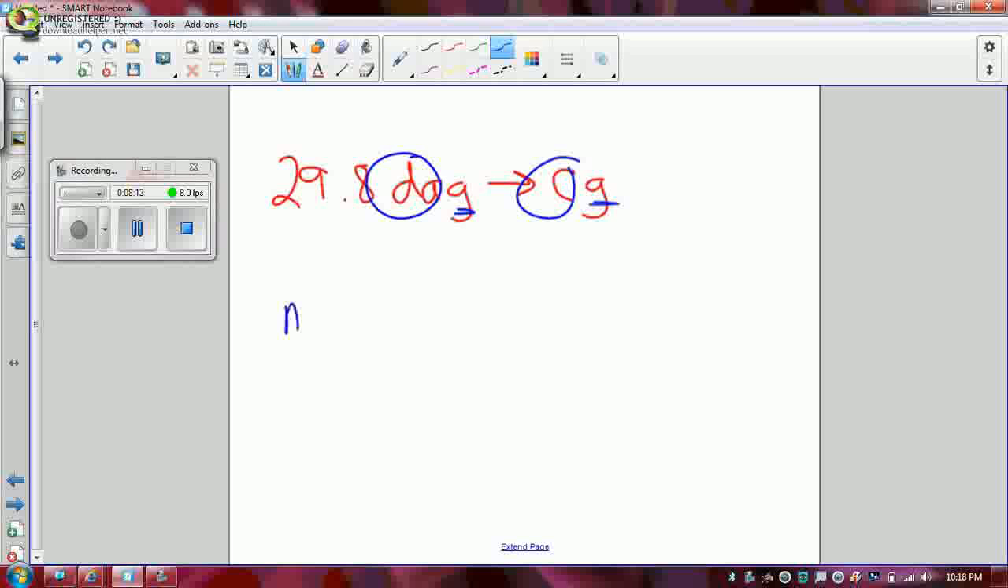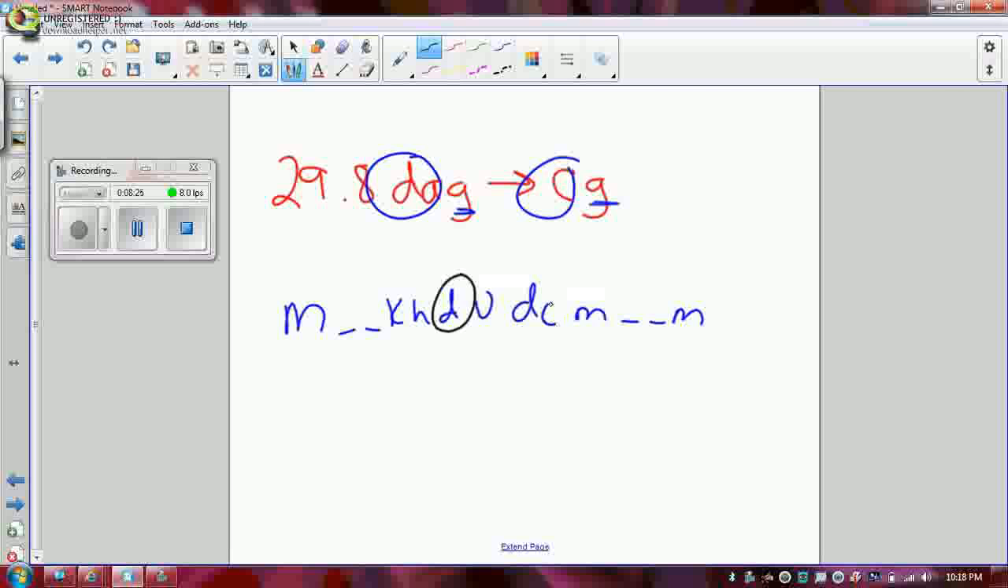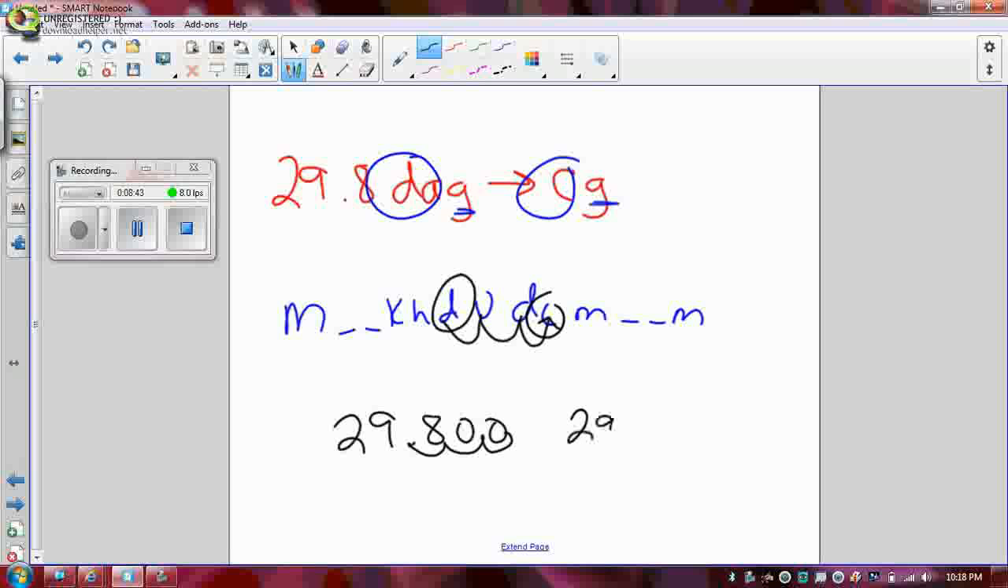So if I look at my mean King Henry, I notice that I'm starting right here with deca, which is the first D, and then I want to go to centi. So it takes 1, 2, 3 places to the right, and so I'm going to take my decimal, which was originally 29.8, and go to the right 3 places. 1, 2, 3. Same thing, filling in any empty spot with zeros. So 29,800 centigrams is equal to 29.8 decagrams.